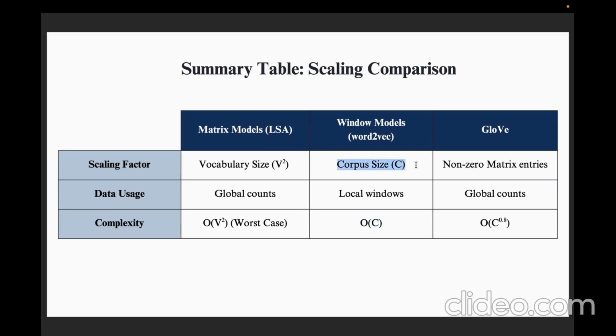For GloVe, it is proven in the research paper that it is big O of C power 0.8, which is significantly lesser than both these methods. I hope it's clear. Now let's move to the next slide.